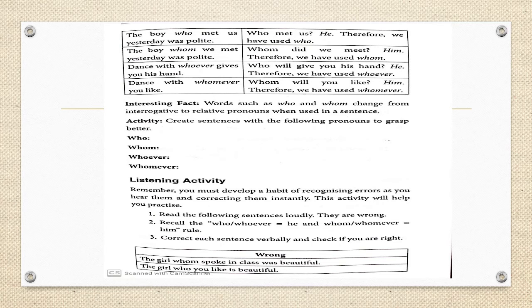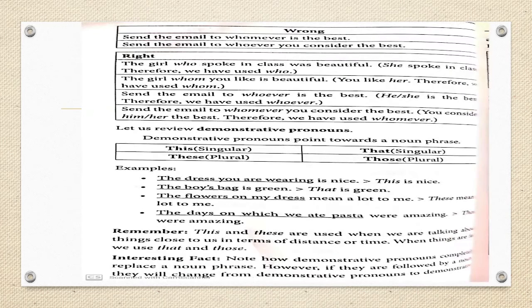So again, you have to do the listening activity. You have to develop a habit of recognizing errors as you hear them and correcting them instantly. This activity will help you practice. So read the sentences loudly. They are wrong. Recall the who, whoever, he and whom, whomever, him rule, and correct your sentence verbally and check if you are right. So these are the wrong sentences, and below there are right sentences also.